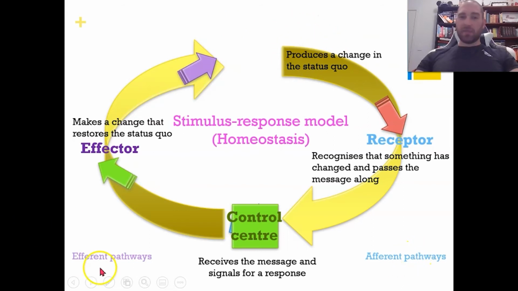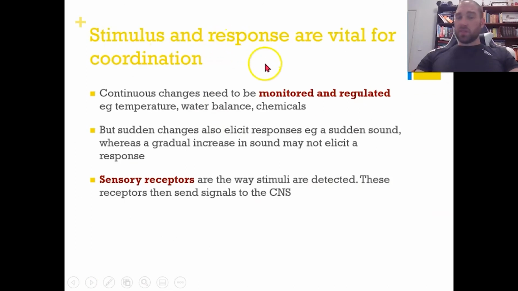We've got words like afferent and efferent here. We're going to learn about them a bit later on. Stimulus and response are vital for coordination, and that means that any changes happening externally and internally need to be monitored and regulated, because an external change can lead to an internal change, which could then move our systems outside of their tolerance limits, which would lead to bad things happening to our cells. Sudden changes also might need a response. We're going to look at reflex systems in a little bit, looking at how reflexes reduce stimuli really, really quickly without needing too much processing.